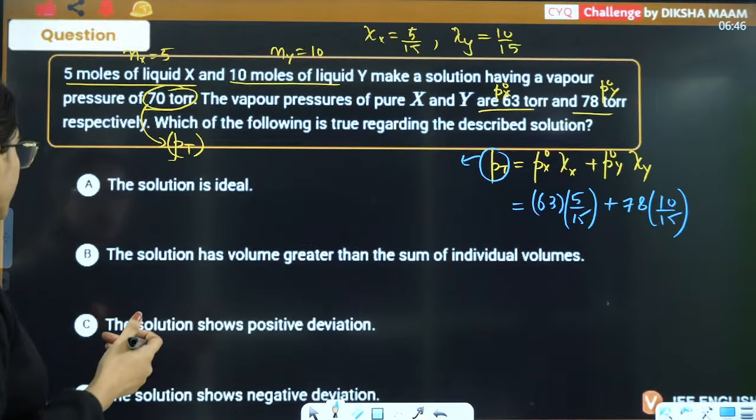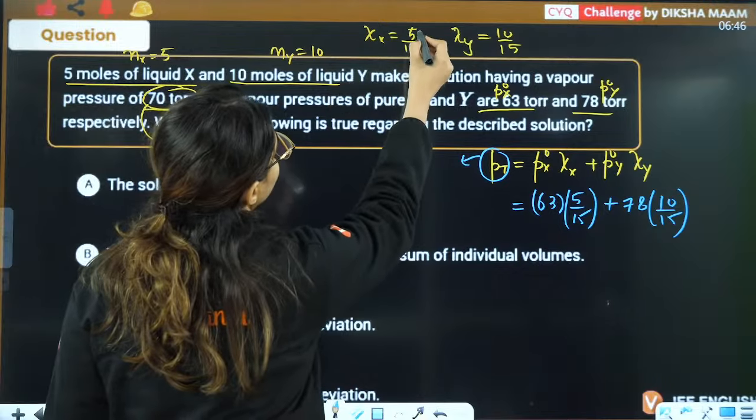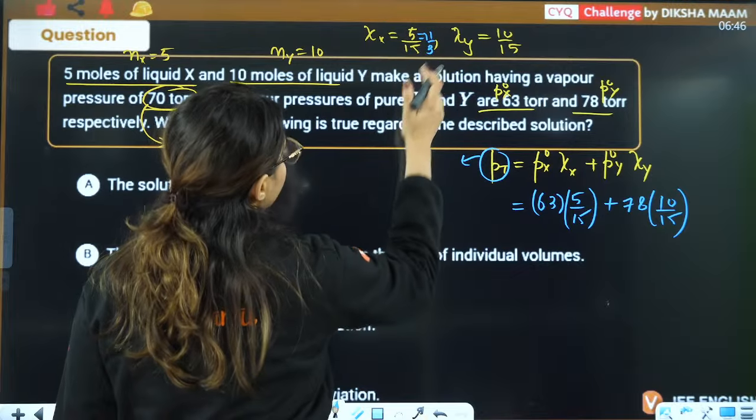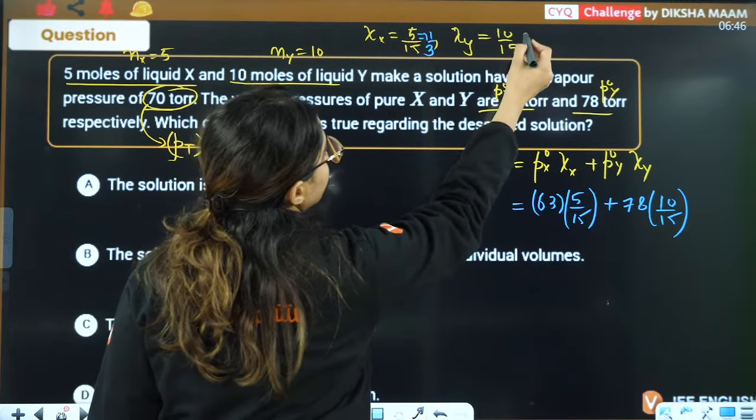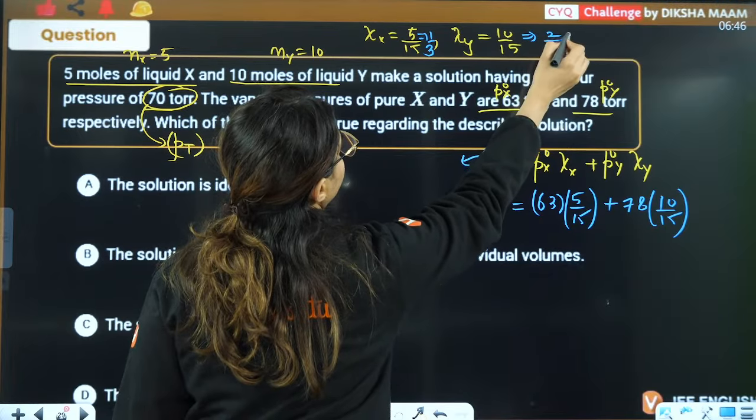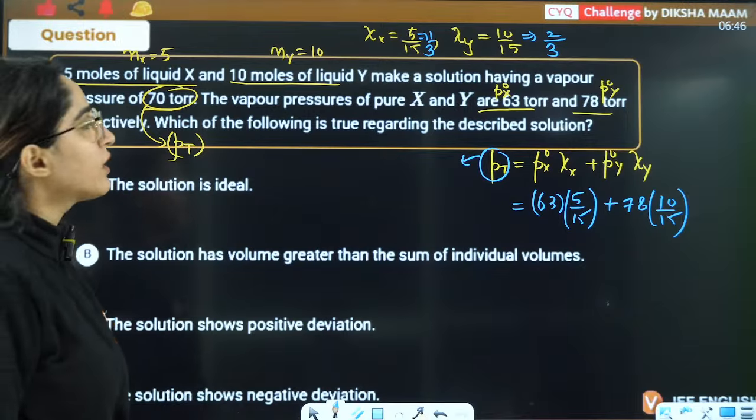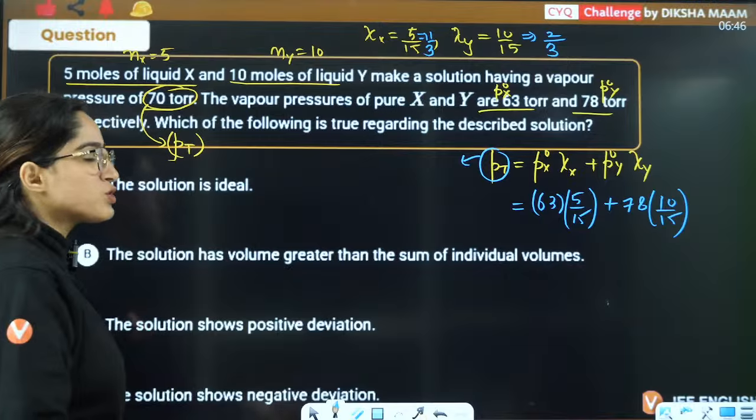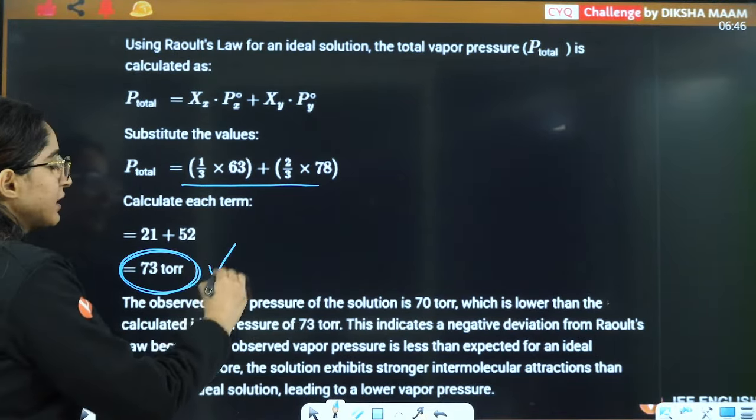Ma'am, why have you put 1 by 3 and this here? Nothing, they have just solved it. This is 5 into 2, 5 into 3, so that's how you have put the value. You can put 5 by 3 as well. So it is coming out to be 73 torr.